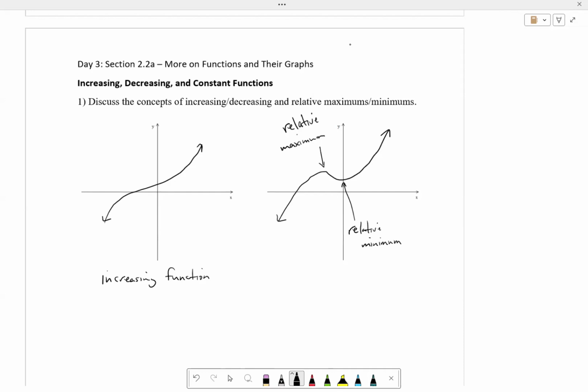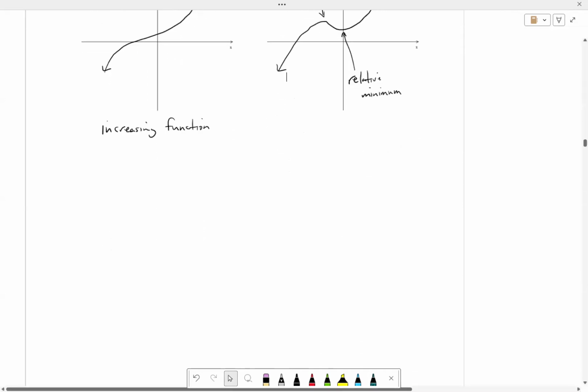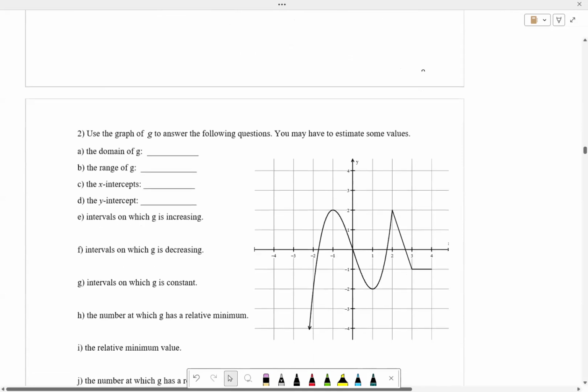So even though there are points that are lower, like these y values are much lower than our relative minimum, all we care about when we're talking about relative minimum is that it's lower than the points directly to the left and directly to the right of that point. So those are some basic ideas and definitions.